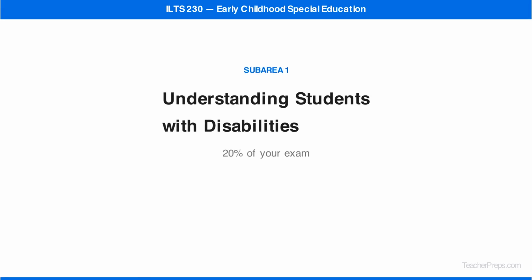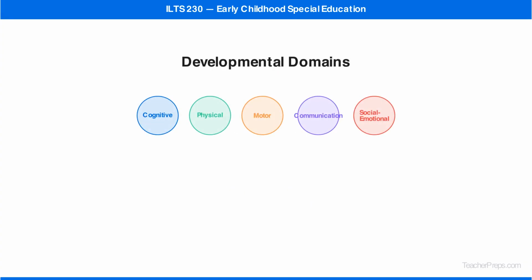Let's begin with Subarea 1, Understanding Students with Disabilities. This subarea is worth 20% of your exam and covers 3 big areas: developmental processes, types and characteristics of disabilities, and curriculum planning for young children with disabilities. On test day, expect questions that ask you to identify typical versus atypical development and to match disability characteristics with appropriate instructional strategies. First, developmental processes.